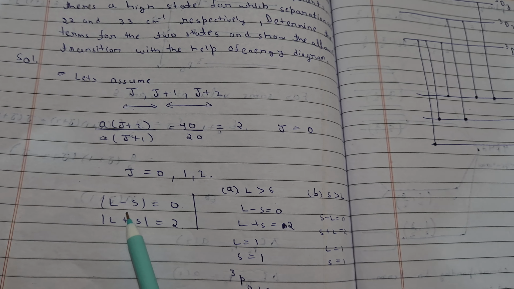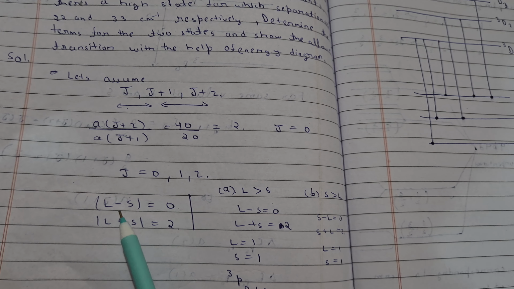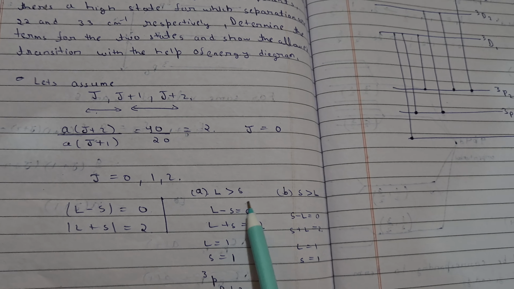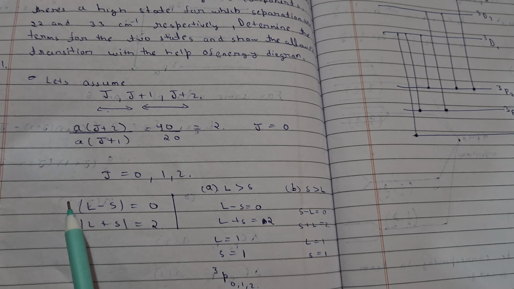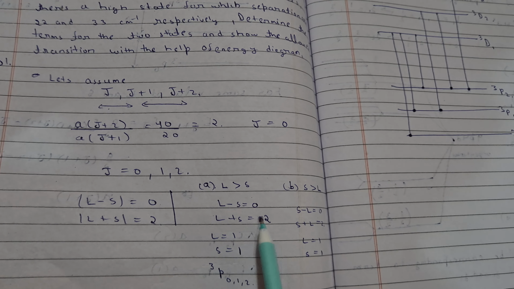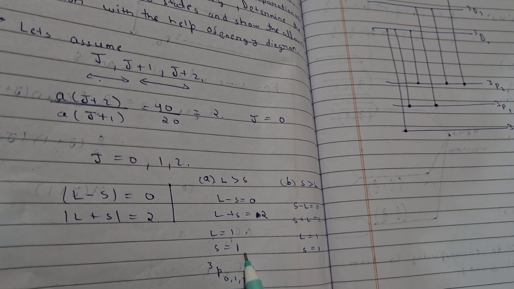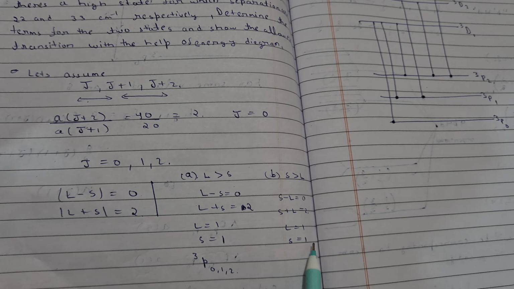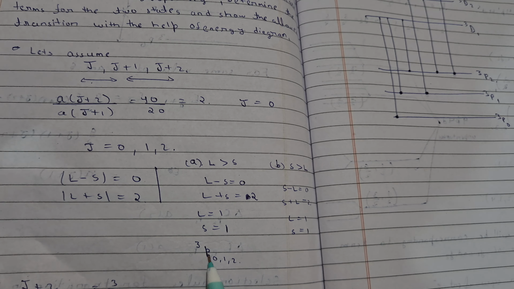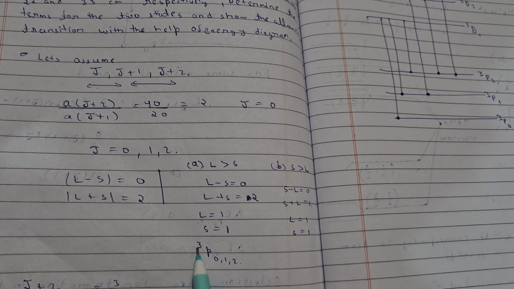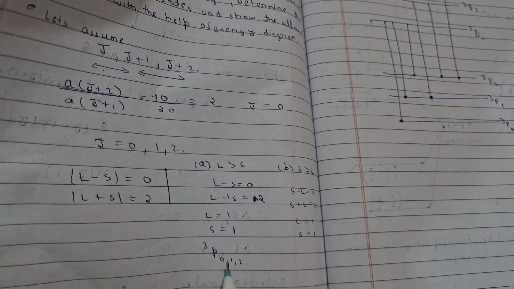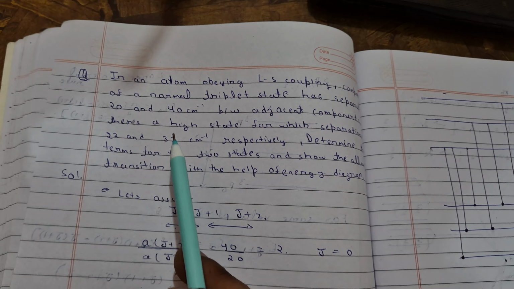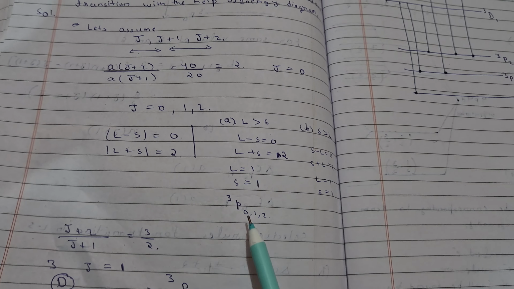So, there are two cases possible: when L is greater than S and when L is less than S. But here it is equal to 0. That means it doesn't make any difference if you take L greater than S or S greater than L. Both will give you the same result. So L minus S equal to 0 and L plus S equal to 2. That will give you L equal to 1 and S equal to 1. Similarly, if you take S greater than L, that will also give you the same result. L 1, S 1. So L 1, that means P, and S is 1, that means multiplicity is 3, and J possibles are 0, 1, 2. So these are the three triplets, this is the triplet you will get in this state, 20 and 40. So here you get these terms for this one.